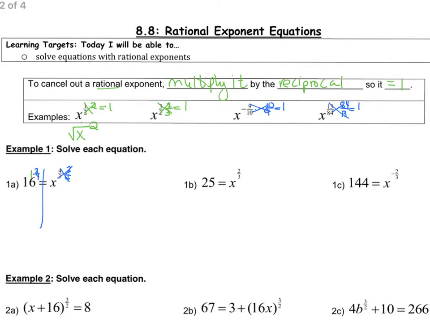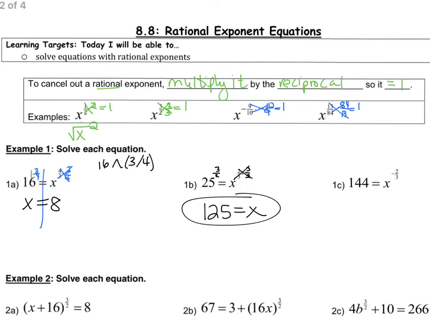You get your calculator, type it in, you type in 16, and then your caret 3/4. If your calculator doesn't make the exponents go up high, then you need to put the 3/4 in parentheses. And when you do that, you'll get 8. On 1b, we need to multiply by the reciprocal of 2/3, which is 3/2. So we'll raise 25 to the 3/2. So you type that in your calculator, and it turns out to be 125. Make sure you can type those in the calculator and get the right answers.